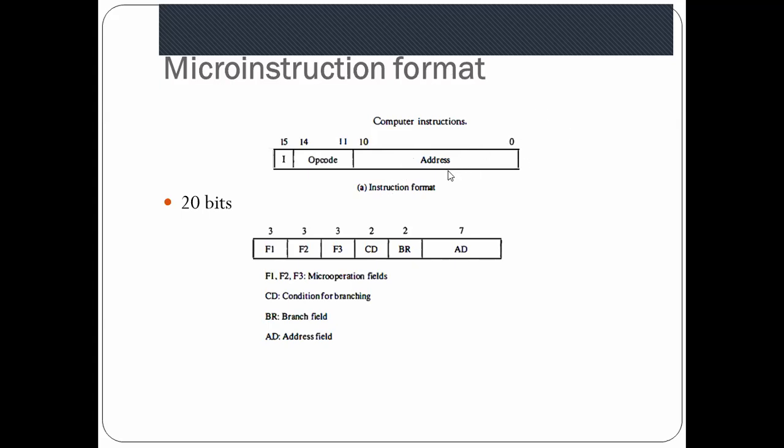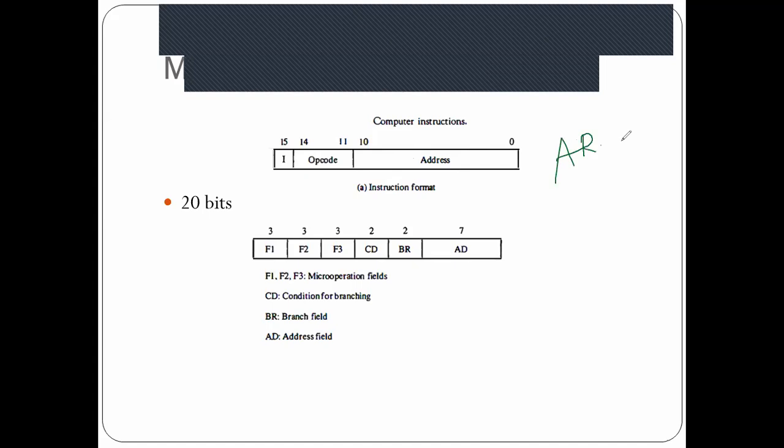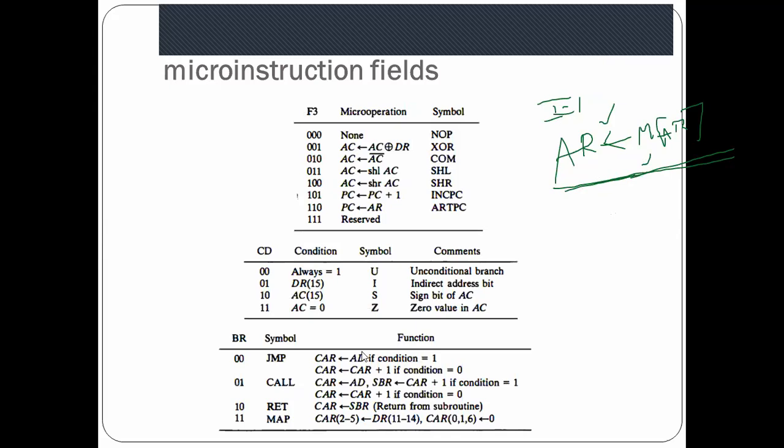AR should be loaded with the contents of memory at AR. That is the micro operation for calculating the effective address, AR gets M of AR. This has to be done every time whenever the I bit is 1. So the micro instruction related to this, whenever I is 1, this particular subroutine can be called every time. This can be an example for this field.